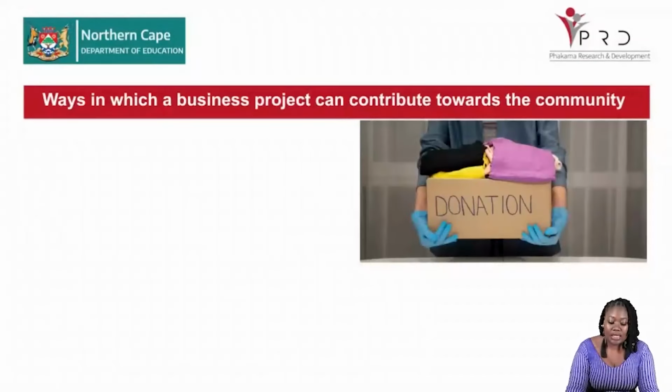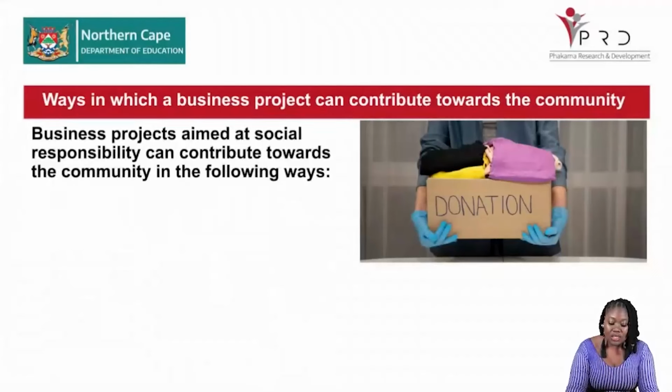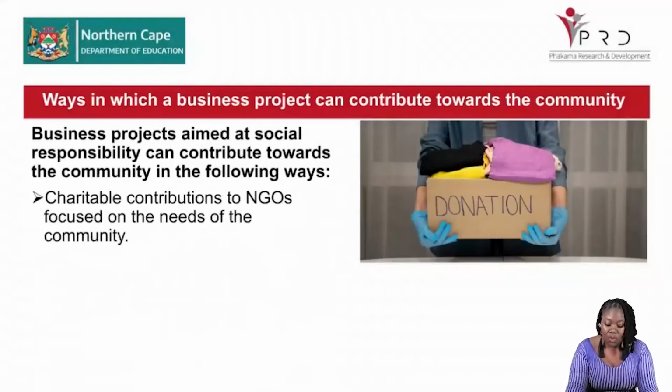Let's look at ways in which a business project can contribute towards the community. These are the business projects that are aimed at social responsibility and can contribute towards the community. This is what businesses can do. Let's look at the following ways. Businesses can make charitable contributions to NGOs, which focus on the needs of the community. An example there can be Woolworths. We know that Woolworths mostly donates to orphanages. They donate food to orphanages.